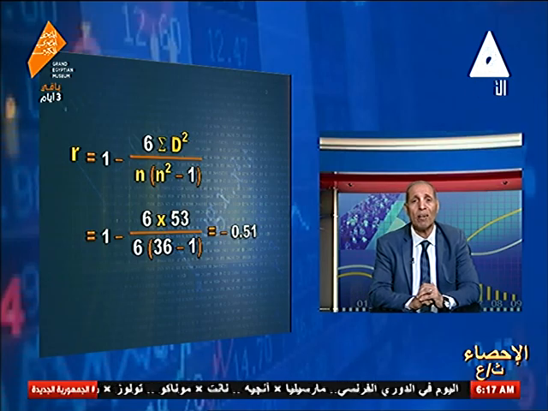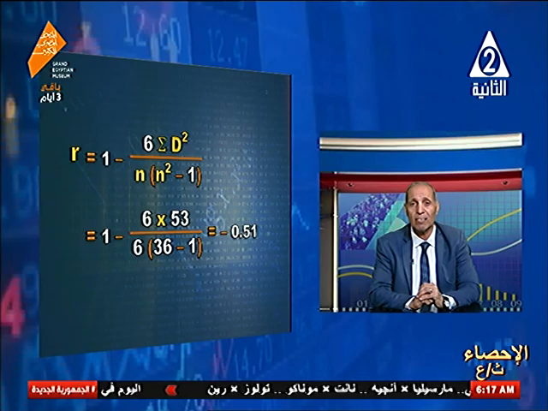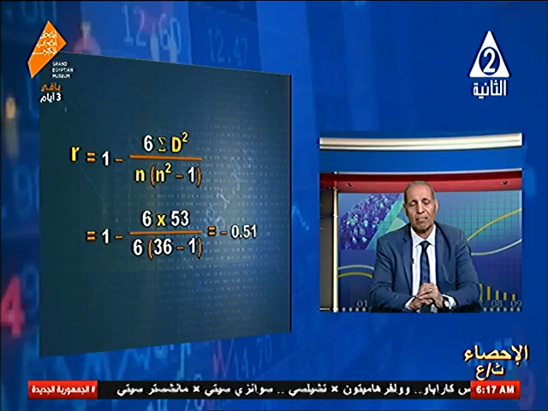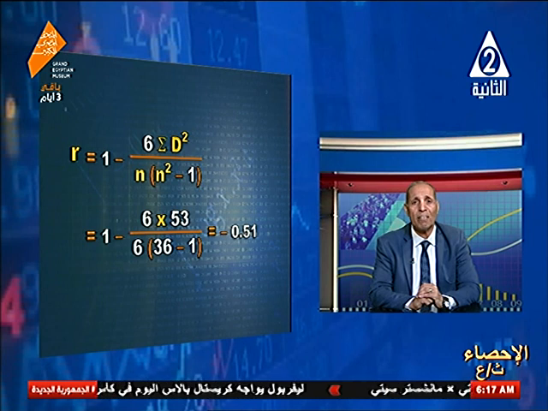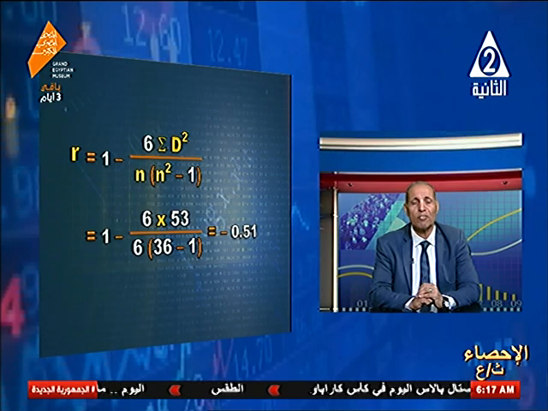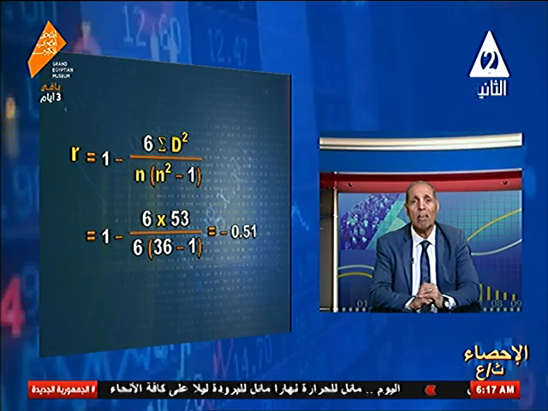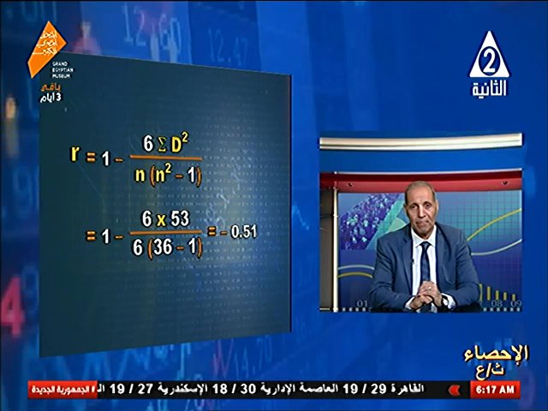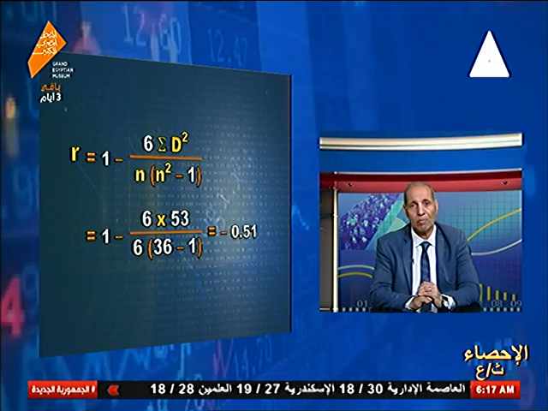We know that if r equals 1, it is called a perfect direct. If r equals negative 1, it is called perfect inverse. If r equals 0, no correlation. If r equals 0.5, it is normal. If r is more than 0.5 and smaller than 1, strong direct. If r is between negative 0.5 and negative 1, it is strong but inverse. This type is very important to know.